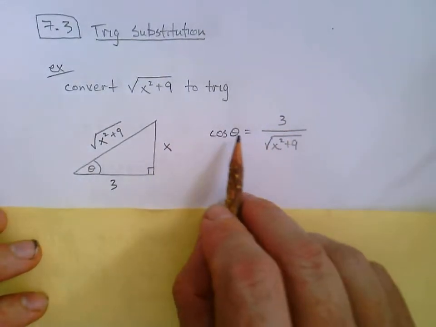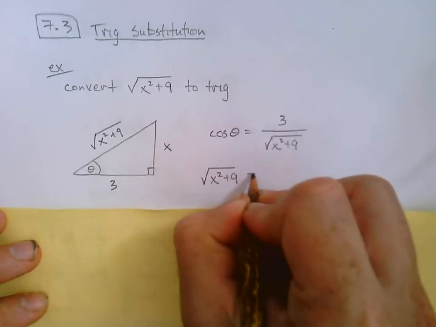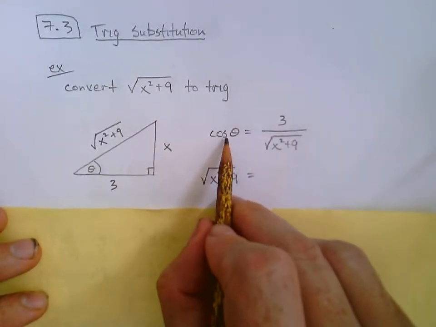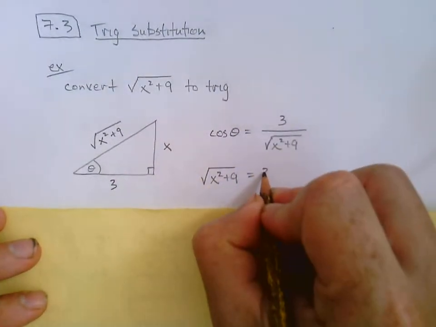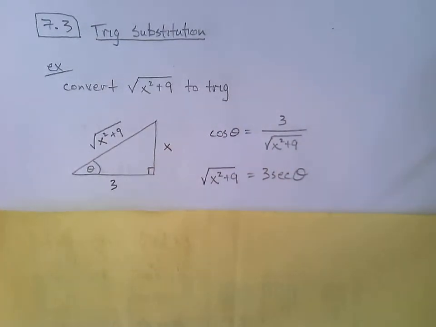What I'll do is multiply the square root over here, divide the cosine over there, but when I divide by cosine, I'll just think of this as 3 secant theta. And there we go. We have converted square root x squared plus 9 into a trig function, 3 secant theta, based on that triangle.